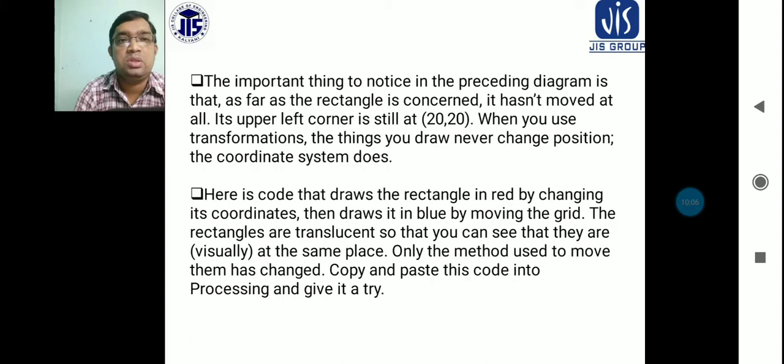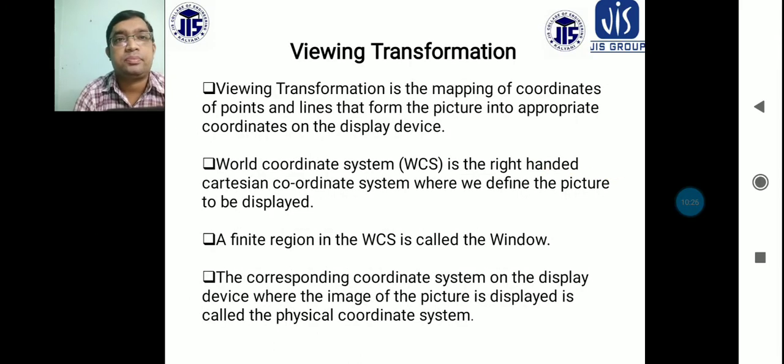Copy and paste this code into Processing and give it a try. With the blue moving grid, the rectangles will still be visually at the same place. Only the methods used to move them have changed.